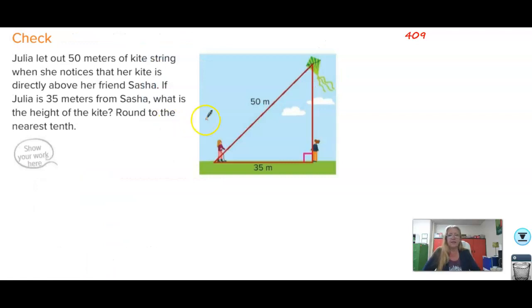And we're flying a kite. Okay, again, we're missing a leg. This is the side we don't know. We have the hypotenuse, and we have one leg. We're going to do this the same way we did before. We're going to use a squared plus b squared equals c squared.